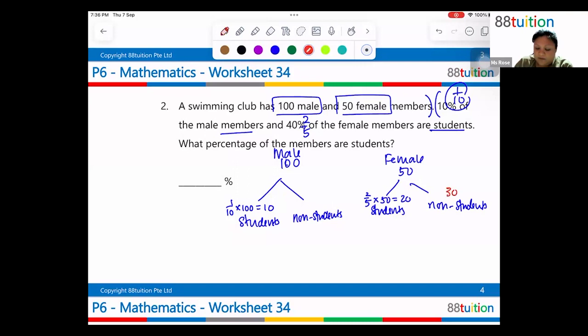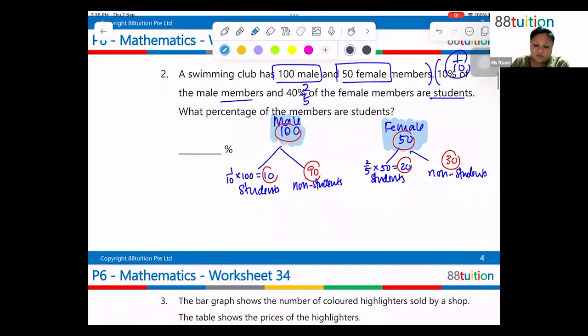So what do I have here? 30 and 90. They both must add up to give you 100 for the male and 50 for the female. Now, the question says, what percentage of the members are students? To find out, we know it must be against the total. Students would be 10 plus 20 to give me 30. So percentage of members is 30 out of 150 times 100%.